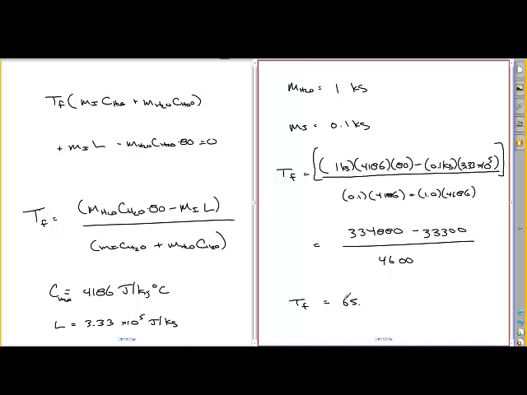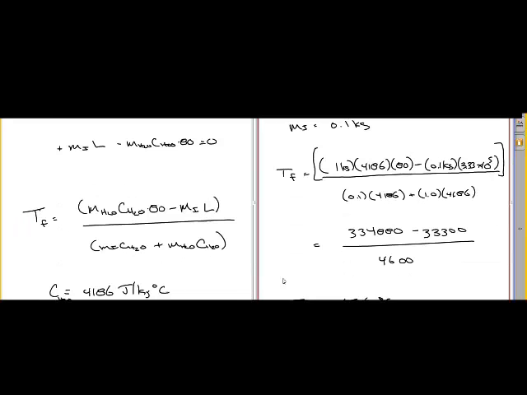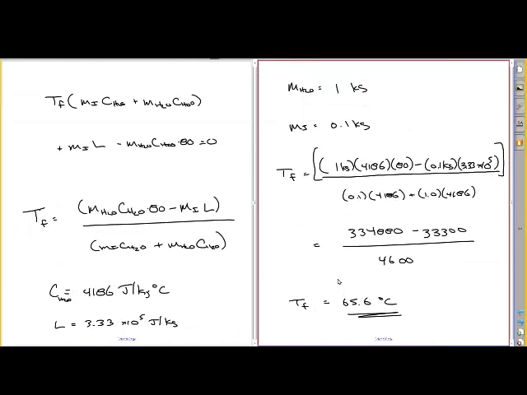So T final is 65.6 degrees C. So what happens is the ice melts, warms up to 65.6, the water cools down to 65.6, and you come to thermal equilibrium. So I'm going to stop, check the answer. Okay, I actually got 65. I'm not sure why, because I have all the same numbers. I just rounded down a little bit. Anyway, so that's the way it works.